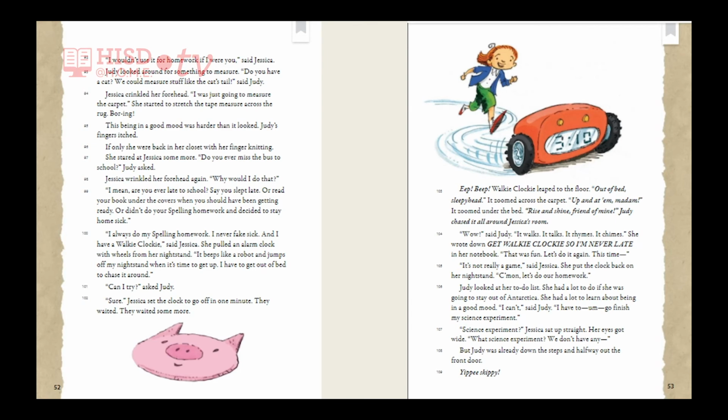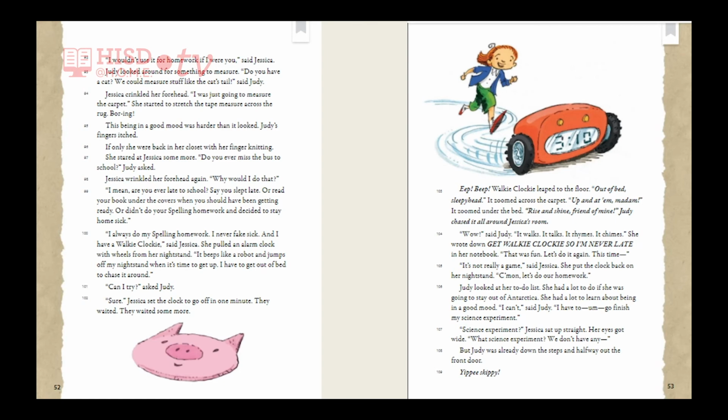Judy looked around for something to measure. "Do you have a cat? We could measure stuff like the cat's tail," said Judy. Jessica crinkled her forehead. "I was just going to measure the carpet." She started to stretch the measure tape across the rug. Boring. This being in a good mood was harder than it looked. Judy's fingers itched. If only she were back in her closet with her finger knitting. She stared at Jessica some more.